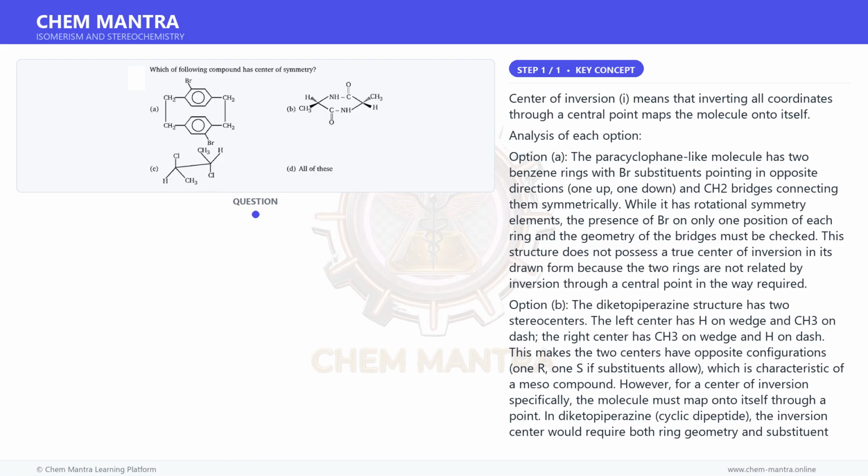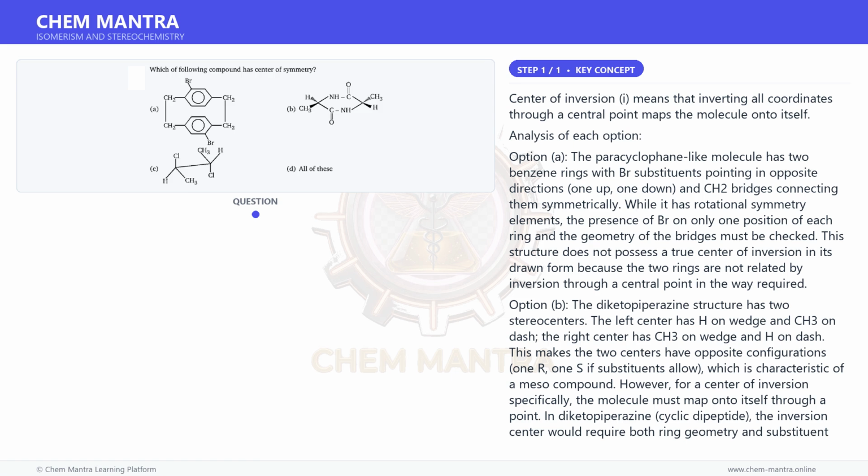The drawn structure with Cl on the top left carbon and Cl on the bottom right carbon, with H and CH3 in opposite positions, represents the anti-conformation of meso-2,3-dichlorobutane, which has a center of inversion, Ci symmetry. This is the classic textbook example of a molecule with a center of symmetry.